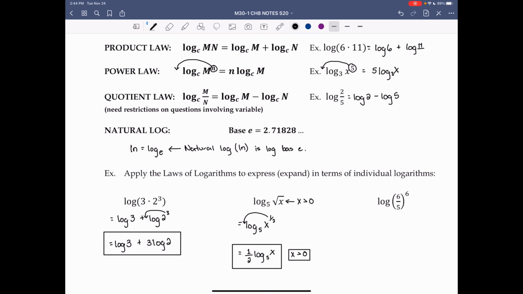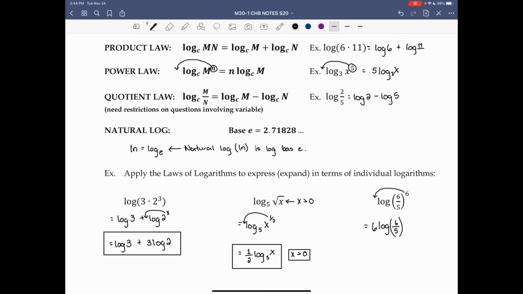Log of 6 divided by 5 to the power of 6. First we have the exponent law. We can move that exponent from the argument to the front of the log. We get 6 log of 6 over 5.